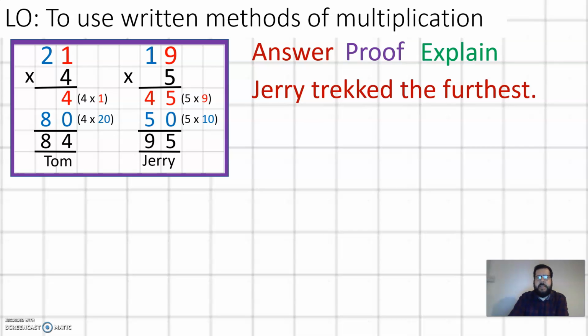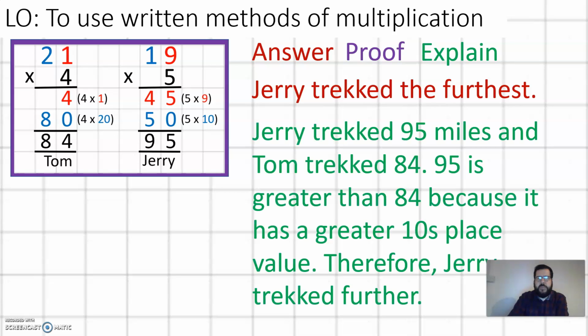But the next bit, the explain bit, this is a bit trickier. So what I've gone for is Jerry trekked 95 miles and Tom trekked 84. 95 is greater than 84 because it has a greater tens place value. Therefore, Jerry trekked further. So what I haven't done here is just explain how I've used the method. I didn't say, well, I multiply by the ones and I multiply by the tens. There's no need for that. My proof has shown that.